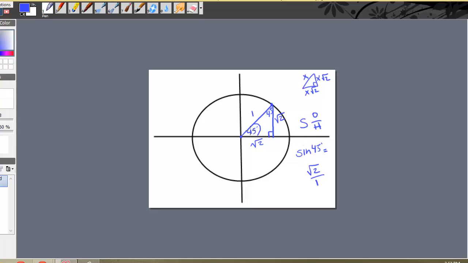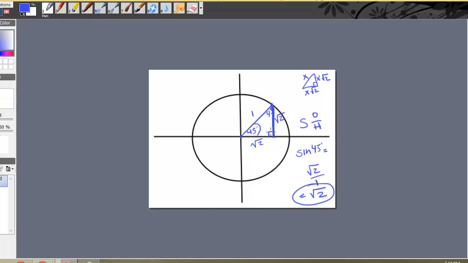your sine of y, remember when this angle was theta, your sine of theta equals y, right? So that's always going to be true, especially in this case where your sine of 45 is still y, because look at what your y is. Your y is root 2.